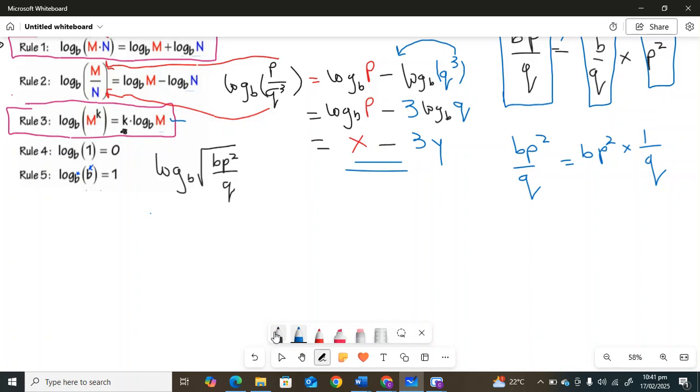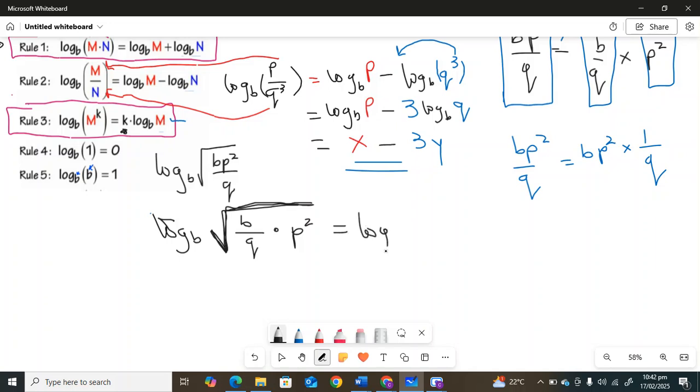So this is what's happening here. Log B of the square root. We break this down to B over Q multiplied by P squared. I've just broken this down into this so that I can first apply the product rule. Then I'll apply the quotient rule next, and we'll have to get rid of the root. So once B P squared over Q has been simplified to B over Q times P squared, first of all, we can apply the product rule.